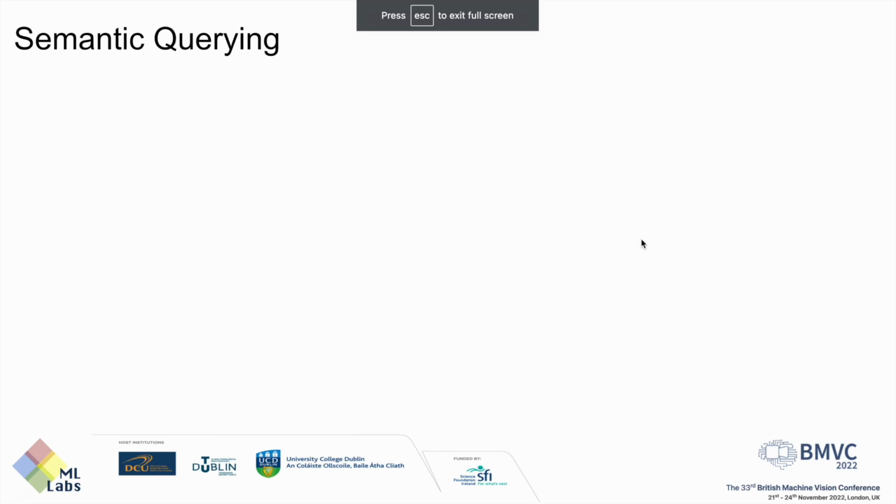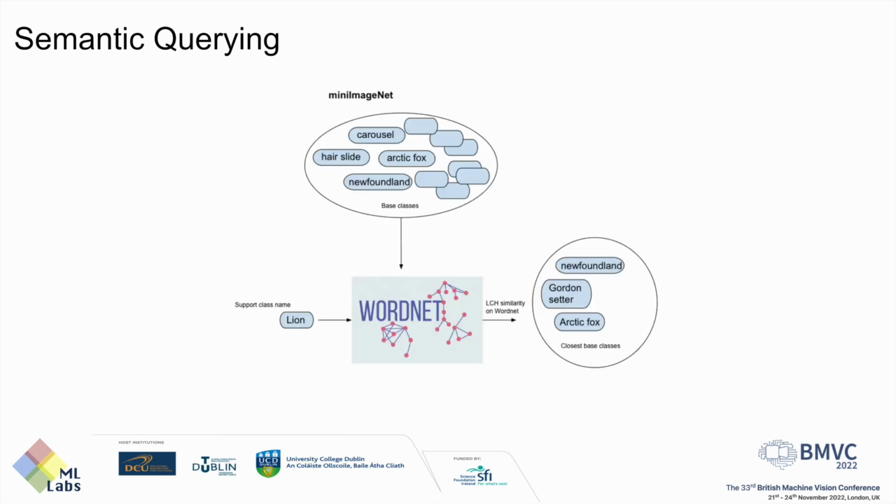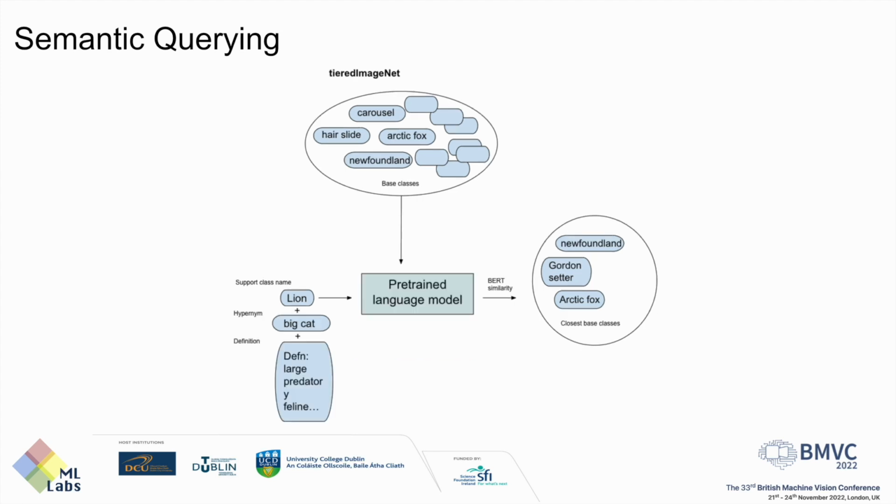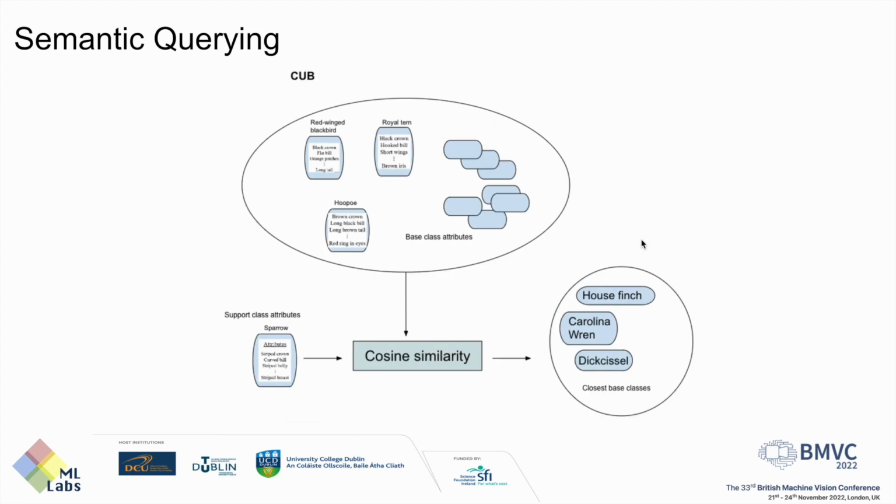We use semantic similarity between the support and base class names to get the closest base classes and hence base instances. For miniImageNet, LCH similarity on the WordNet graph is used. For tieredImageNet, because the class splits were made using higher up nodes in the WordNet hierarchy, we get very similar LCH similarity scores between a test class label and a base class label. So similarity between BERT embeddings of class and hypernym descriptions is used. For CUB, we use cosine similarity between already available category level attributes.